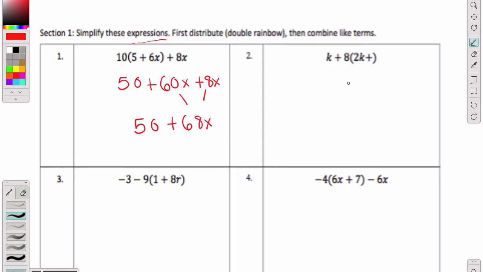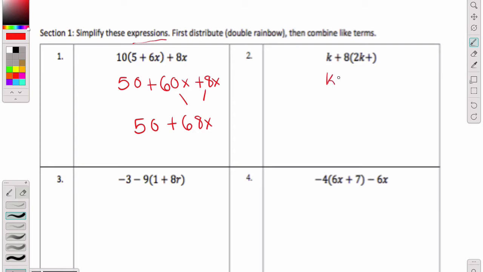Alright, moving on to number 2. This one's going to be a little funny. So for the students that are in Mrs. Agpov's class, I told them to ignore this plus sign. So I'm going to do that one first. So ultimately it would be k plus 8 times 2x.